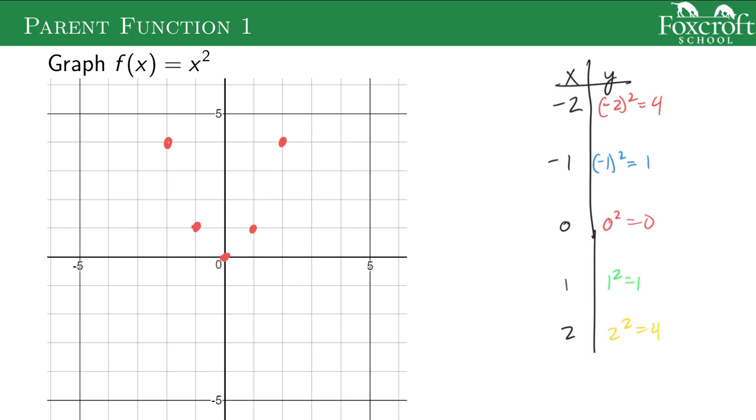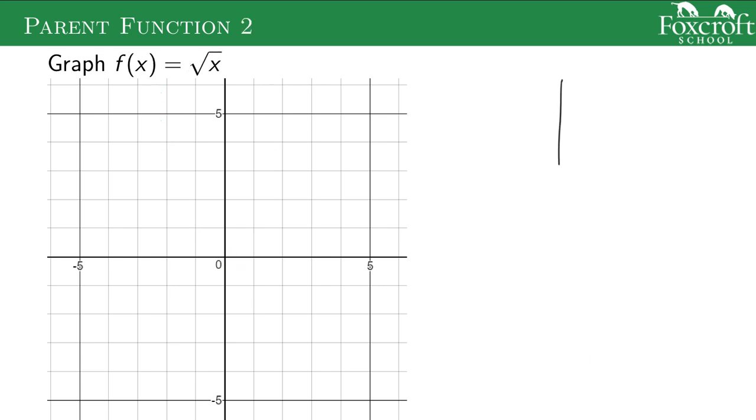I could do some more graphs. I could put in 3 and get 9. I could put in like 1/2 and get 1/4. If you do more of this, you're going to see your graph is this parabola of x squared. So these 5 points are pretty much what I'm going to use for my parent function of x squared. If I can get these 5 points right, I kind of know how to draw my parabola from there.